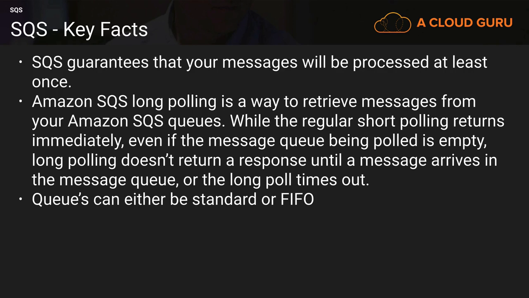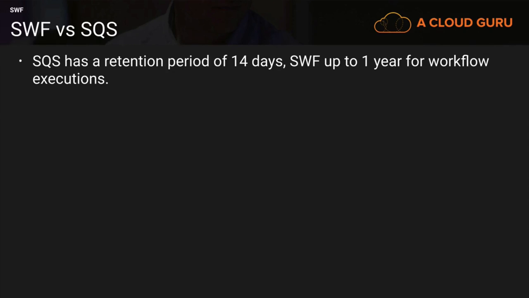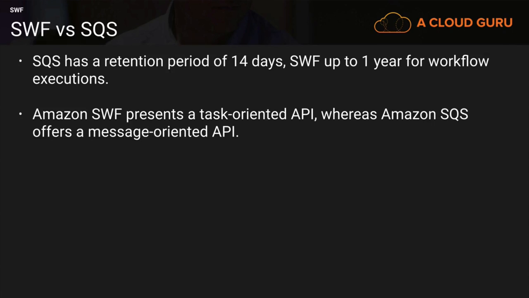So that is it for SQS. Moving on to Simple Workflow Service, and really where you're going to be tested on this is two areas. One is comparing it to SQS. SQS has a retention period of 14 days, whereas Simple Workflow Service has a retention period of up to a year for workflow executions. Simple Workflow Service presents a task-orientated API, whereas SQS is a message-orientated API.